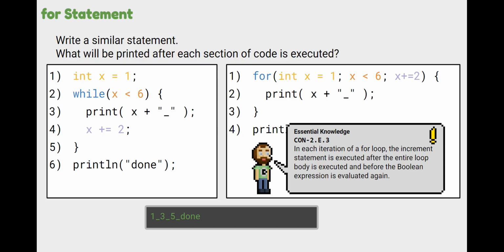In each iteration of a for loop, the increment statement is executed after the entire loop body is executed and before the Boolean expression is evaluated again.